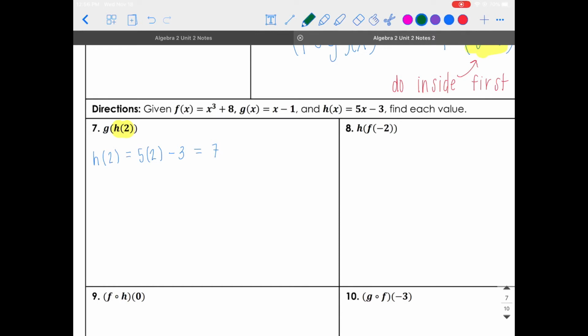And then I don't do g of 2, I do g of 7. So I take that 7 from my previous answer, and that's what I use in the g function. So g of 7 would be 7 minus 1, which is 6. And so my final answer is 6.